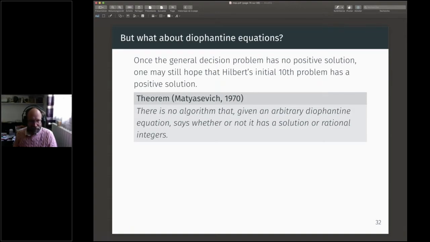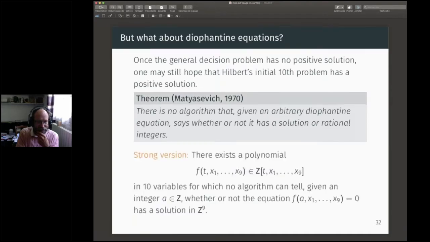They proved that the complexity of Diophantine equations is as large as the complexity of any mathematical problem. Matiasevich proved that any mathematical problem can be rephrased as a Diophantine equation, but the degree would be enormous, and the number of variables would be enormous, etc. But Diophantine equations have the same complexity as mathematics. And for example, there is a very strong version.